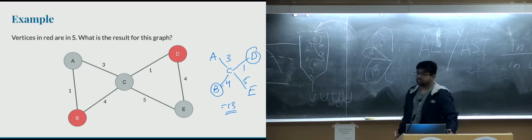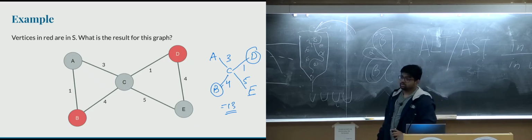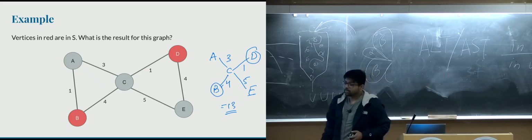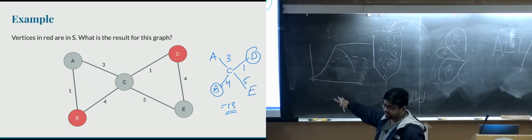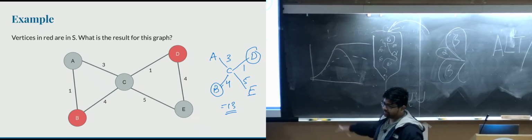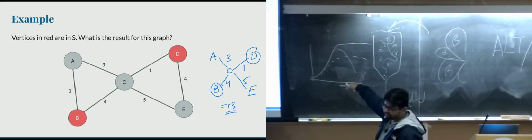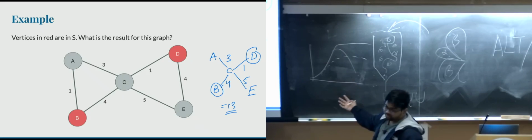Can you do better? I mean, we have to minimize. It's a spanning tree indeed, but it might not be a minimum spanning tree which satisfies the property that B and D have to be leaves. Maybe you can create one more spanning tree which will give you a cost less than 13.